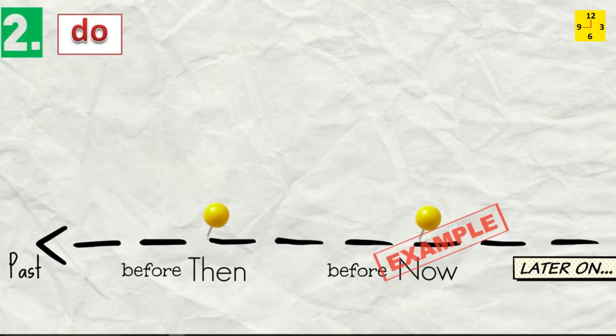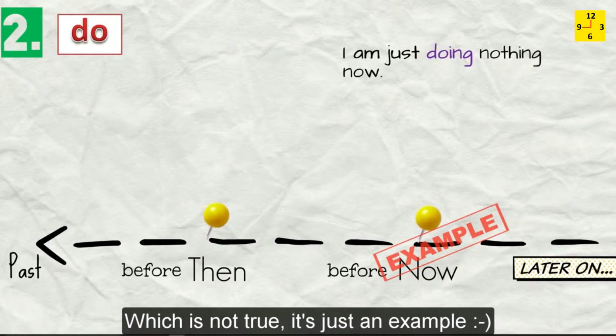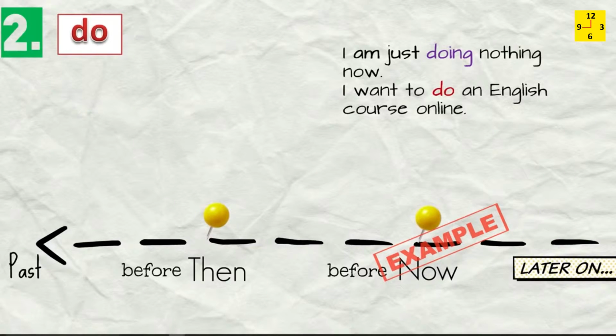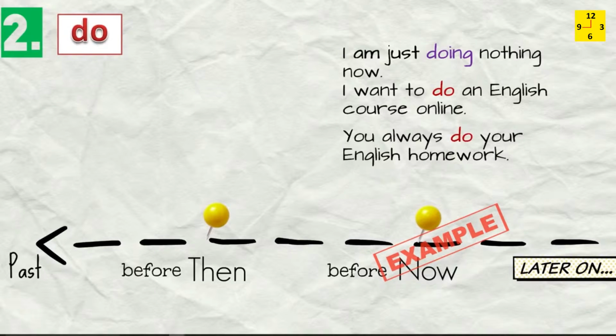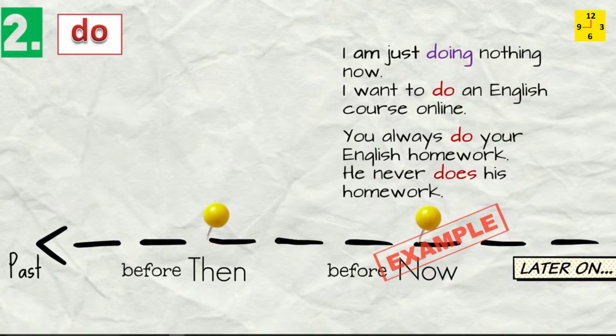Alright, and again, let's have examples. I'm just doing nothing now, which is not true, but it's just an example. I want to do an English course online. You always do your English homework. He never does his homework. So this is the present now.